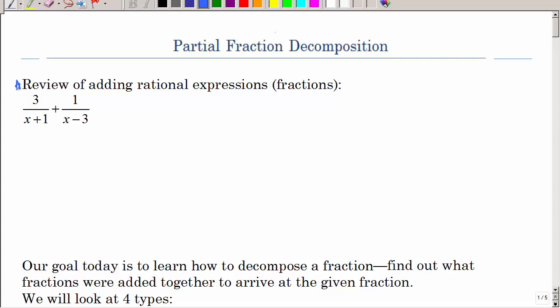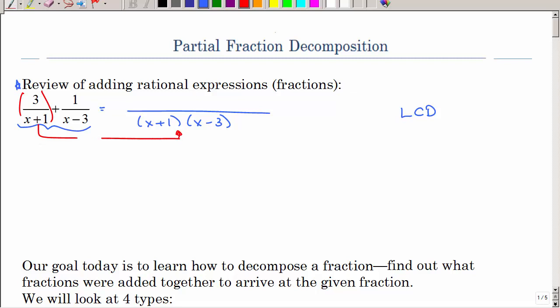For example, if we have two fractions or two rational expressions with unlike denominators, we would first have to find what was called the least common denominator, which in this case is x plus 1 and x minus 3. Then we would have to ask ourselves, what would I need to multiply this fraction by to make it have that denominator? And of course you would say, well, I would need to multiply it by x minus 3 over x minus 3. And then this one I would need to multiply by x plus 1.